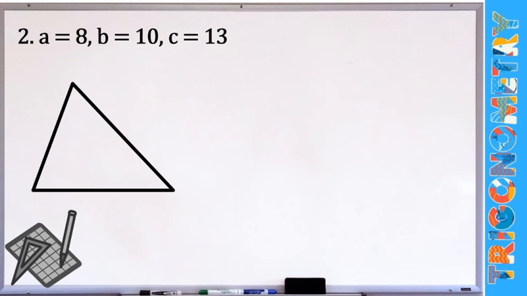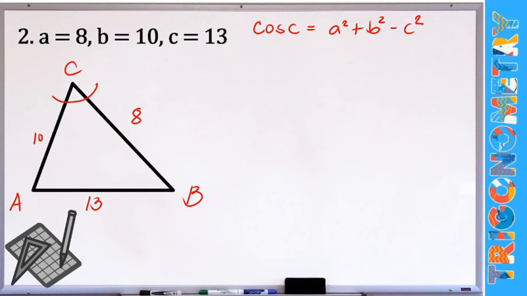So we are given 3 sides. Let's draw first our given. We're given angles A, B, and C, so your A is 8, your B is 10, and your C is 13. Since the longest side is 13, and the angle opposite it is angle C, we're going to compute first for angle C. The formula is cosine C is equal to A squared plus B squared minus C squared all over 2AB.